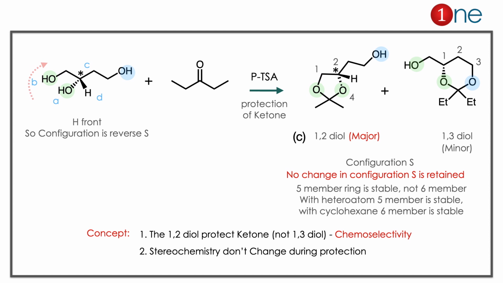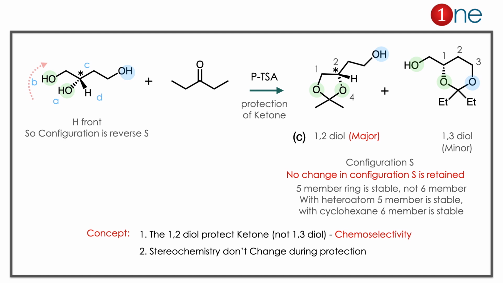The starting material is a straight chain with many alcohols and you are reacting with a ketone. The diol groups normally protect the ketone, but which diol is formed, which alcohol is reacting, is the question. So there are two possibilities: ring closure with the 1,2 alcohol giving a 5-member ring, or with the 1,3 alcohol giving a 6-member ring. The 1,2 diol is the major product, 1,3 is minor, because the 5-member ring is more stable than the 6-member ring if the ring contains a heteroatom.